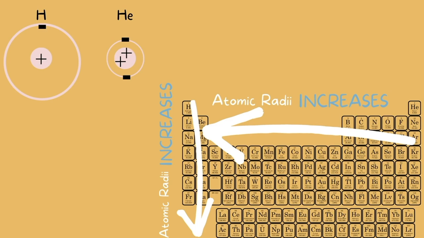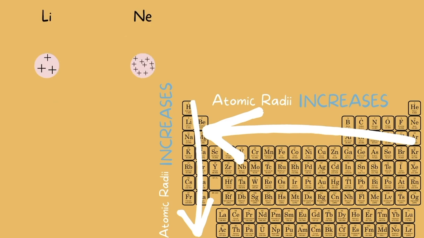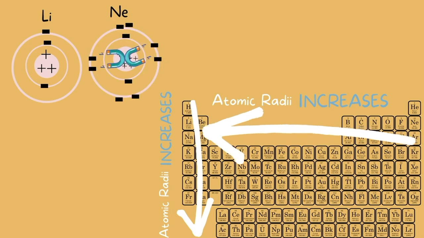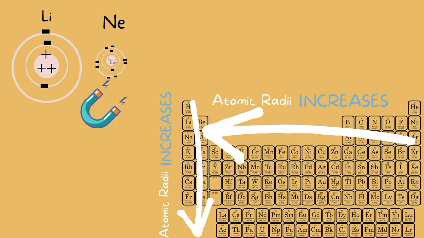Let's compare lithium and neon. Lithium has 3 protons and 3 electrons. Neon has 10 protons and 10 electrons. Simply because neon has more protons, it will have a greater pull on the electrons and bring them closer to the center, making this little neon more compact and smaller than lithium.